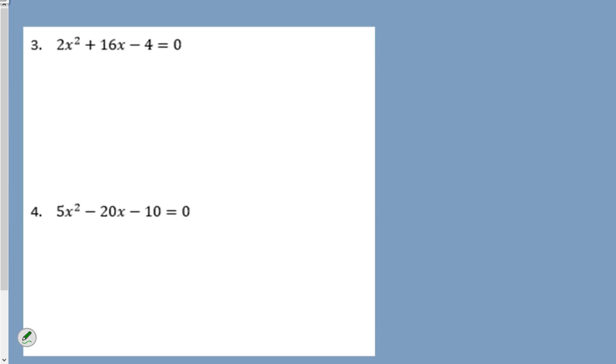Okay. Number 3, the thing that's weird about number 3 is the fact that we have a greatest common factor that needs to be taken out before we get started. Because you'll notice 2x squared is not a perfect square. And even if I move this 4 over, it's still going to be impossible to create a perfect square trinomial. So before I do anything at all, I'm going to go ahead and take out a greatest common factor. Okay, so I'm going to take out a 2 from everything.